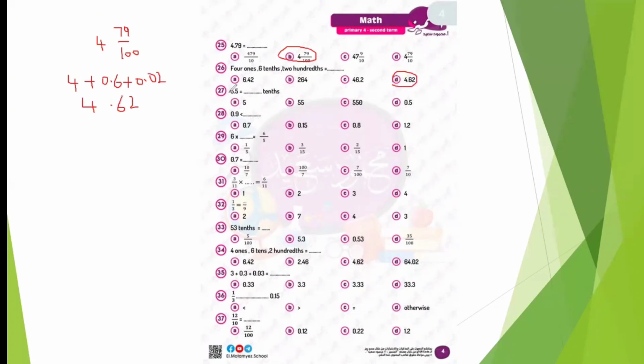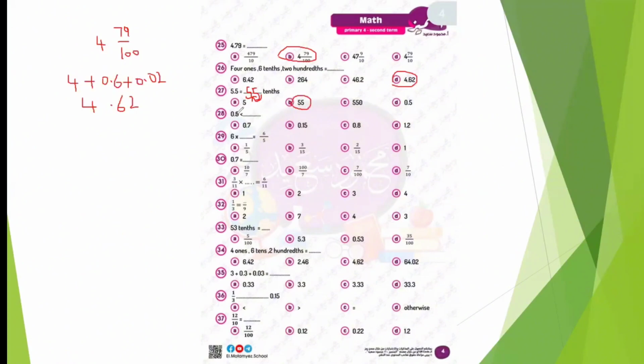27. 5.5 equals how many tenths? 5.5 كانت أصلا how many tenths? It was 55. Why? علشان 55 tenth means 55 divided by 10. So we divide by 10 to be 5.5. يبقى أصلها كان 55 tenth.